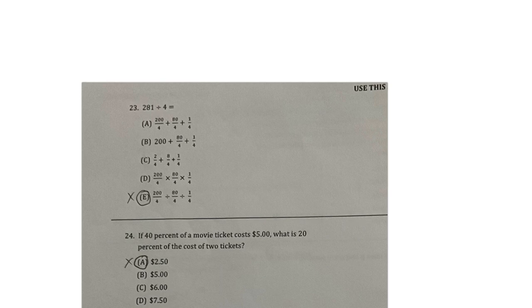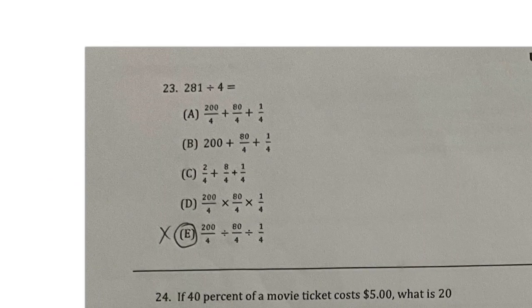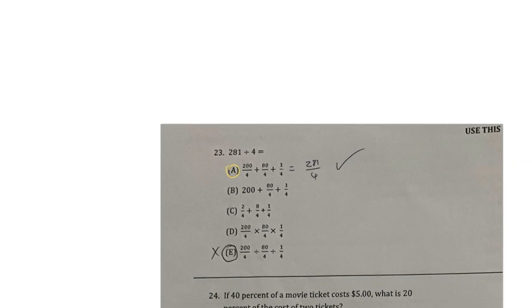Okay, looking at this one. 281 divided by 4. Huh. Yeah, really what you could do is just investigate each answer choice. So for example, this right here, you could actually go ahead and add that, and that's going to become literally 281 over 4. Now that is 281 divided by 4. So already I know that that's the answer.